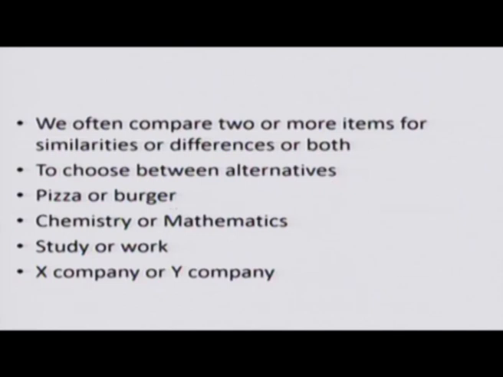So, you are there at a restaurant and then you have to decide between pizza and burger. So, which one would you go for? You will compare their taste, your preferences, then you decide. Then you have to decide on your major. Are you going to major in chemistry or mathematics? So, you compare the career options, your interests, then available options like best places to study them. So, all these factors you compare.